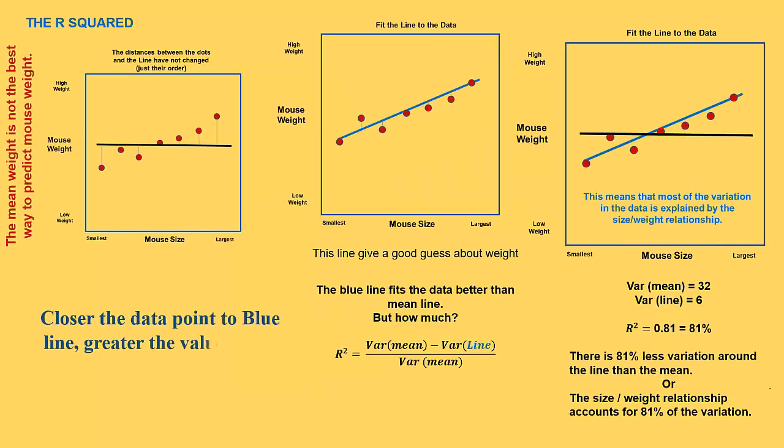Now, how to improve the R square value? How to make R square larger? For that, we can observe that we have to decrease these vertical distances. So in other words, we have to decrease the sum of the squares of these variations. So in short, the closer the data is to the blue line, the greater will be the value of R square. And the second thing we observe is that the mean weight, which is this horizontal line called the average line, is not the best way to predict the mouse weight.